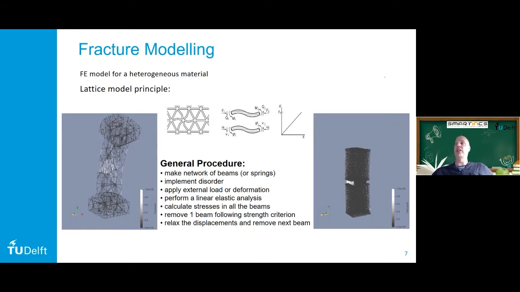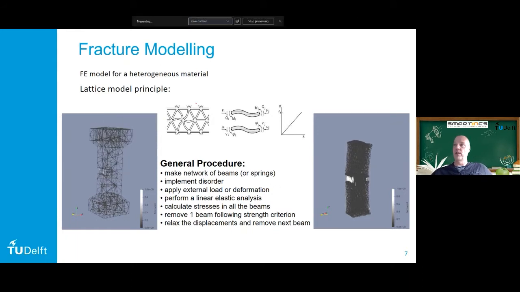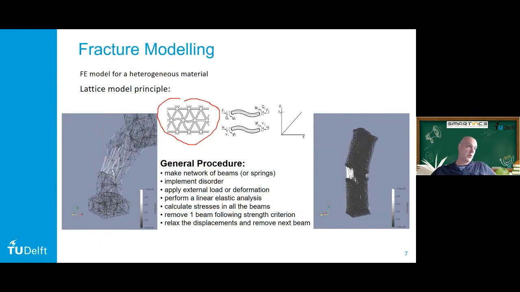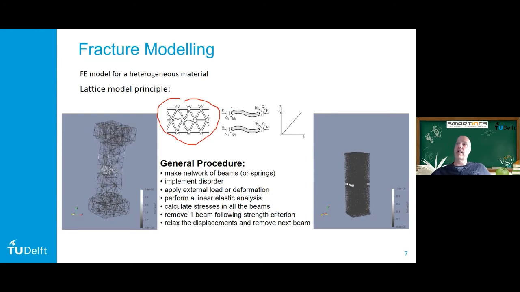So the general procedure is that you make a network, as you see here, a network of elements, which can be 2D or 3D, and all these elements can transfer forces. For civil engineers, that should be easy, because they are normal forces, shear forces and bending moments. So they are just beams in 2D, and in 3D they can also transfer torsional forces. And each of these elements is linear elastic, is brittle. At least that's the principle.